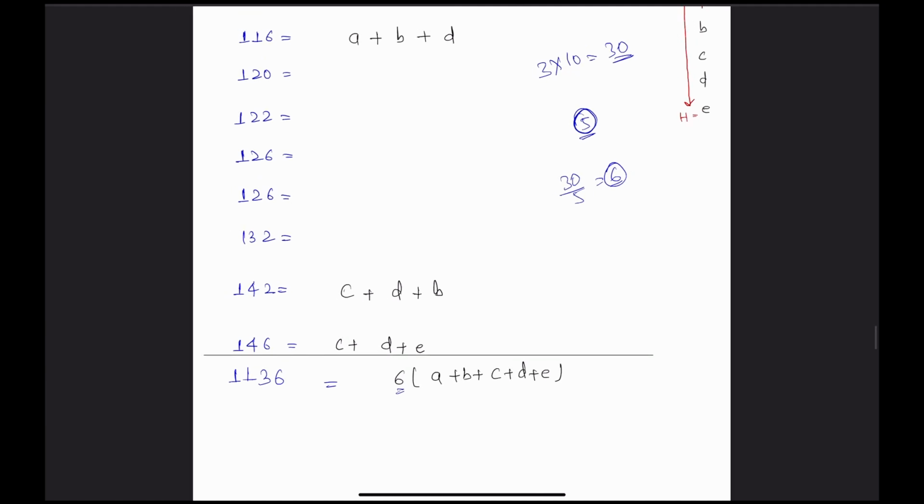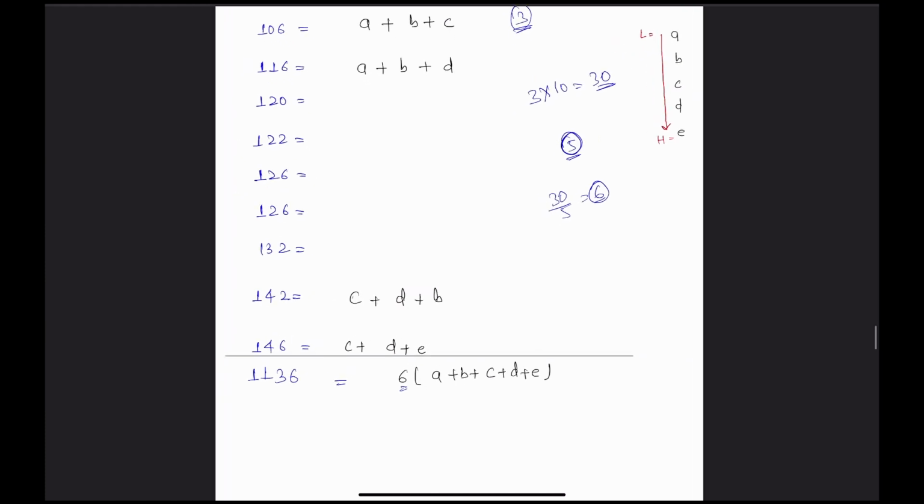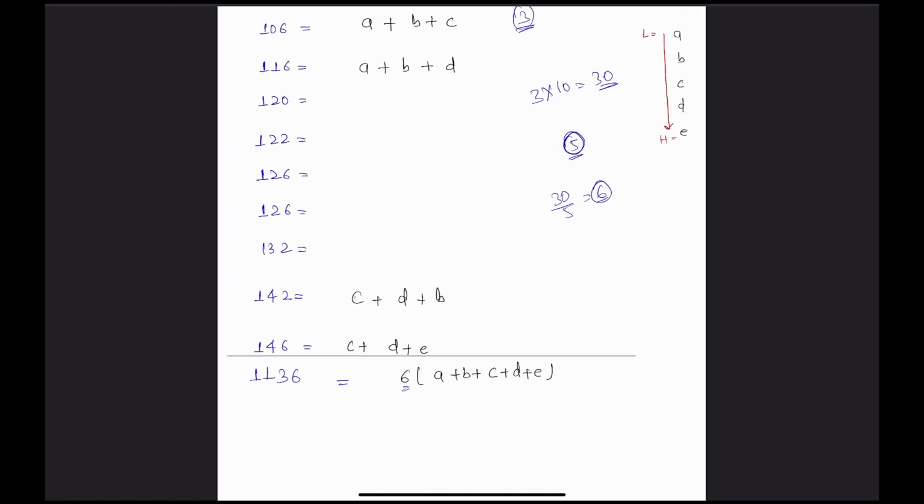But I suppose this is not correct. I might have made one mistake. 116 plus 106 plus 120 plus 122 plus 126 plus 126 plus 132 plus 142 plus 146. It's right.